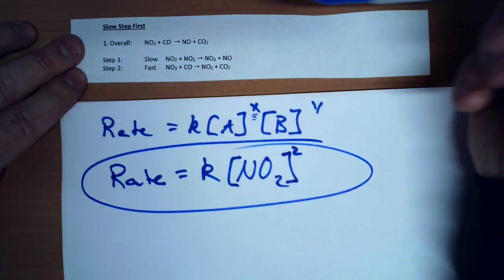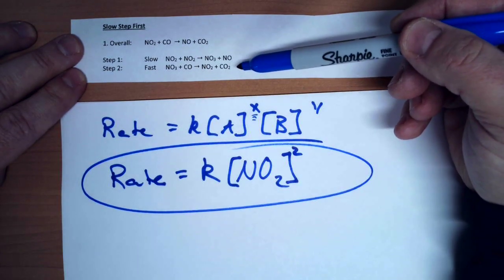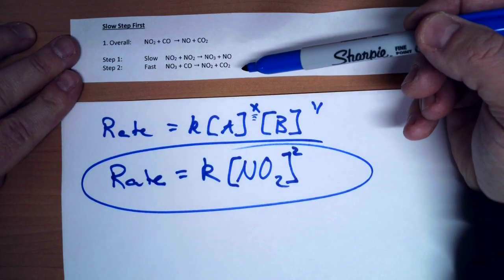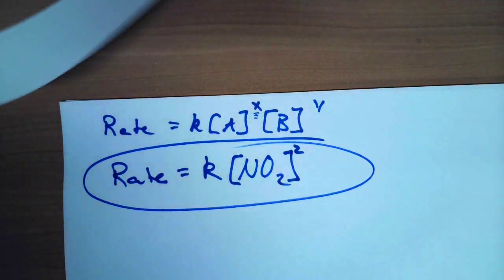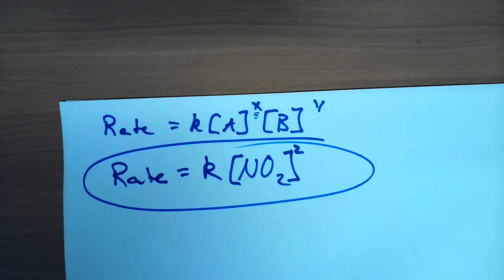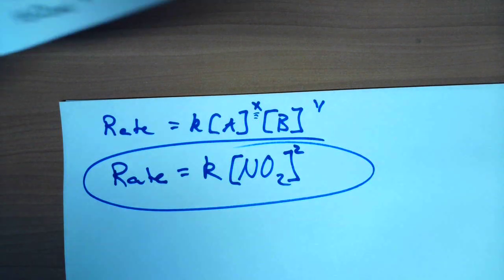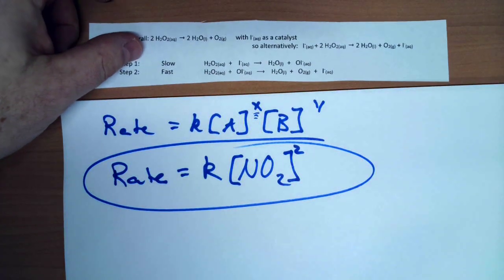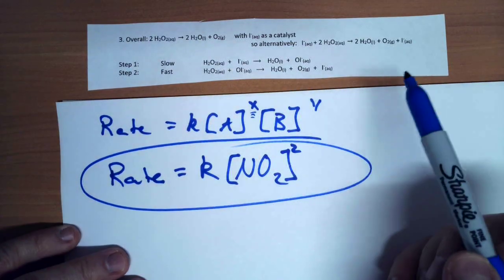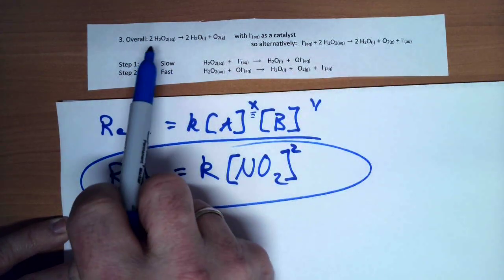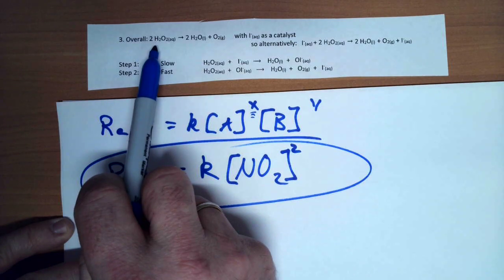Now, just to be clear, if the second step were the slow step, I would be really interested in looking at the second step. But we only have these tiny few examples that we're going to do this for. And that was an example of what if the slow step is first. Here's another example of what if the slow step is first. This one I'm adding in here because it also has a catalyst. So here's my overall reaction. It's the decomposition of hydrogen peroxide.